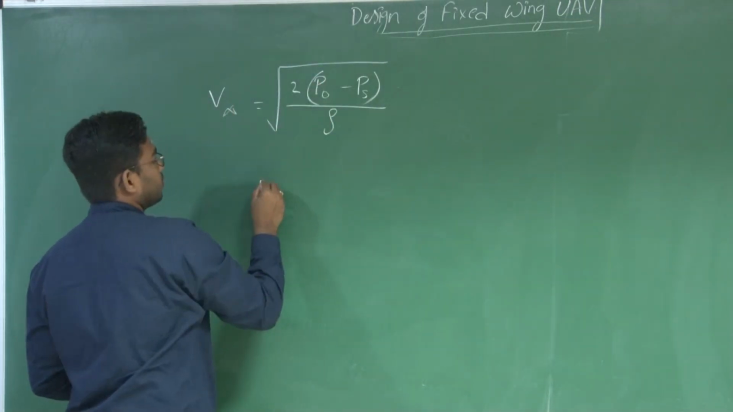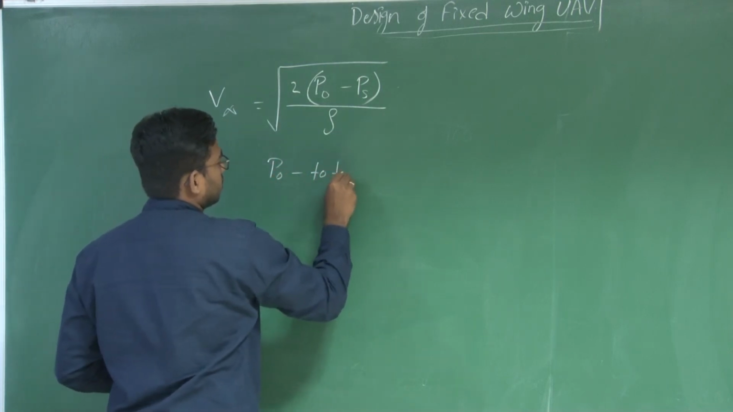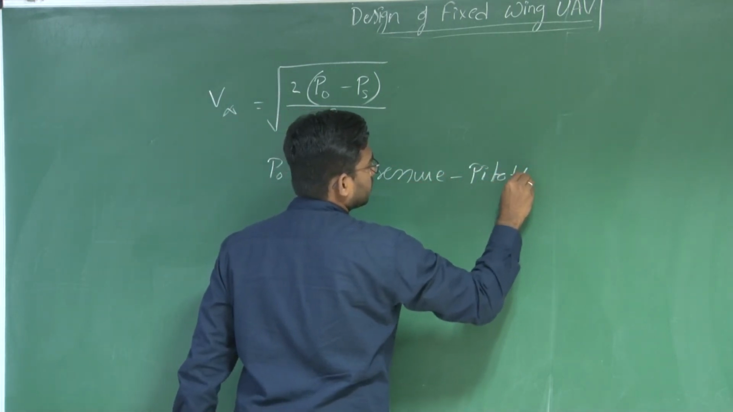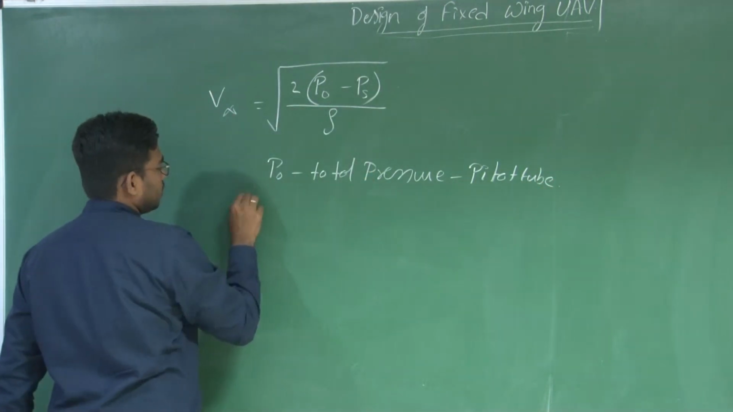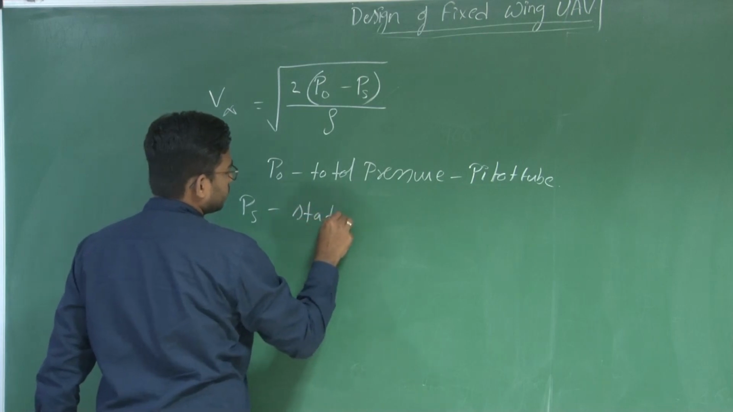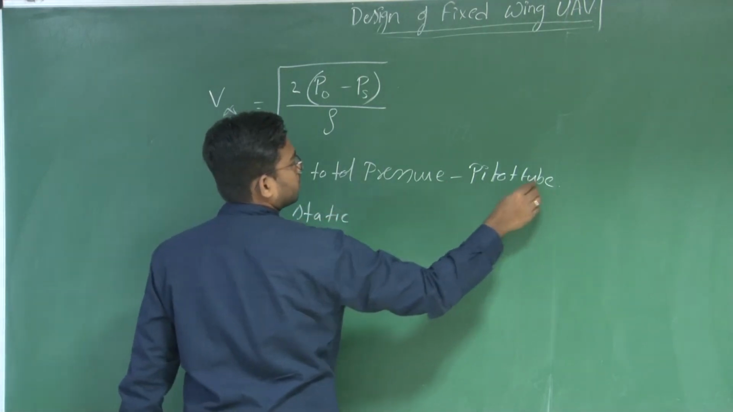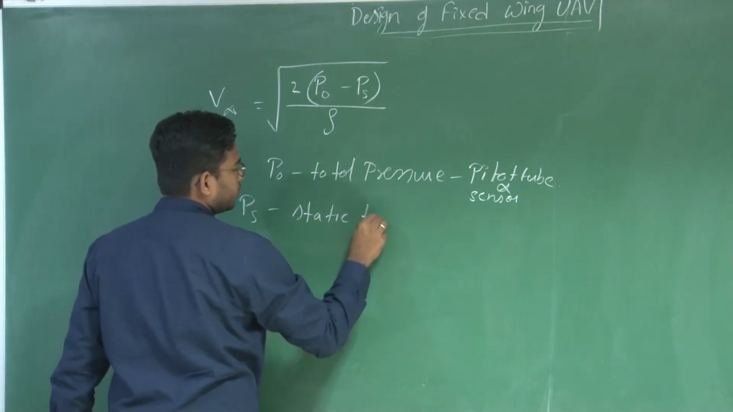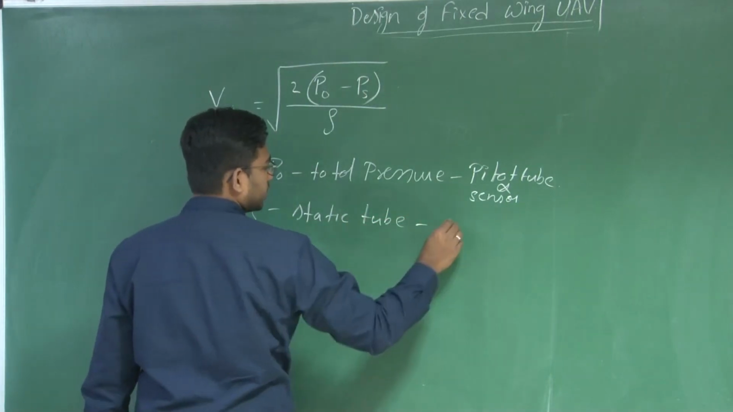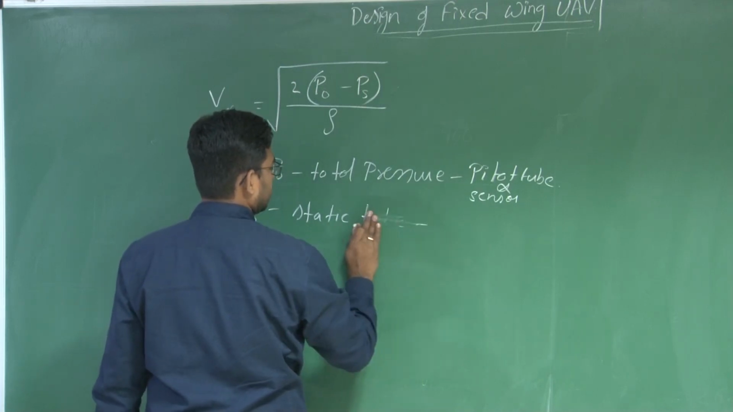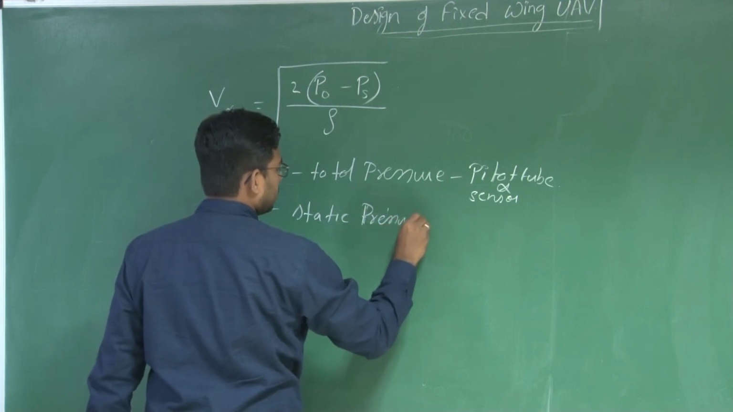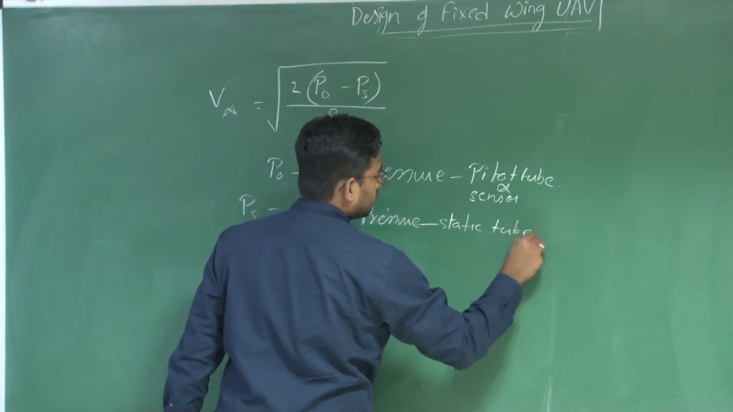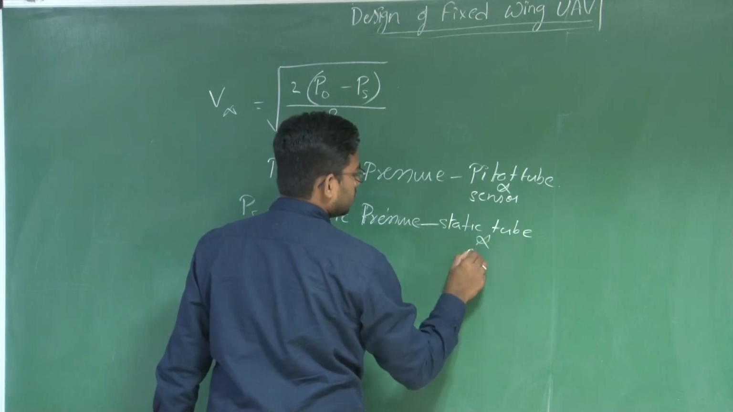So we measure this total pressure with the help of a pitot tube, and static pressure with the help of a static tube, with the corresponding pressure sensor connected to each. The static pressure is measured with the help of the static tube connected to a pressure sensor.